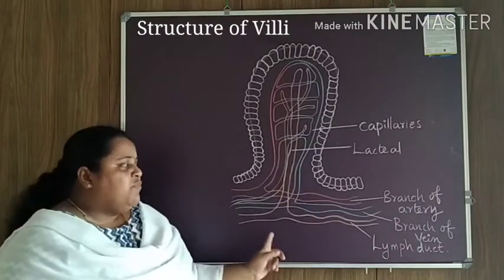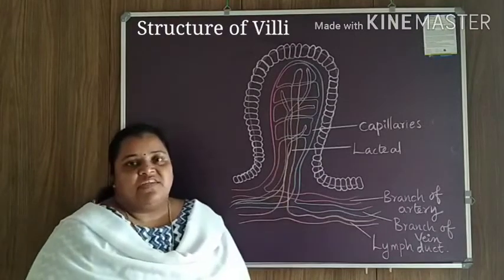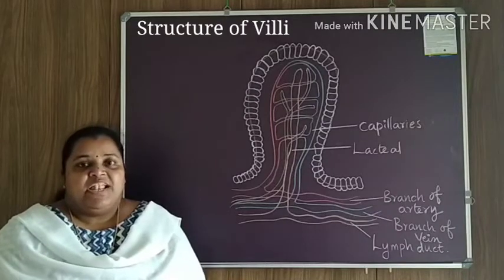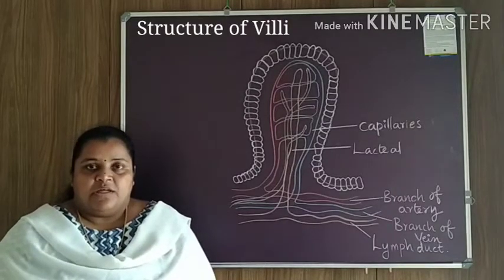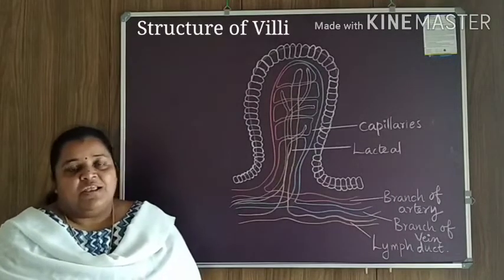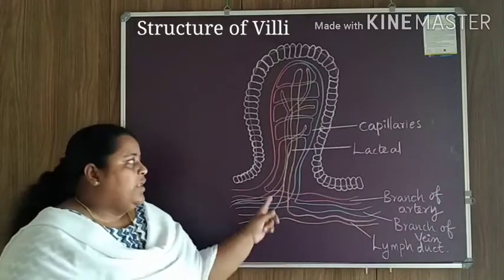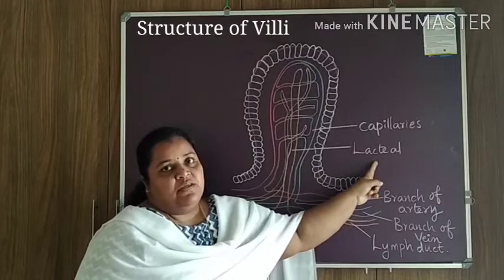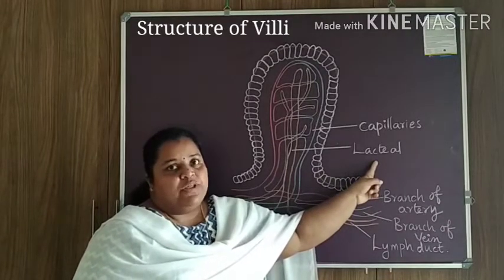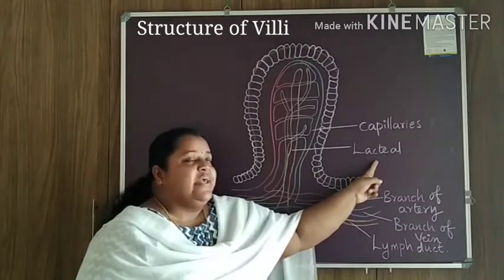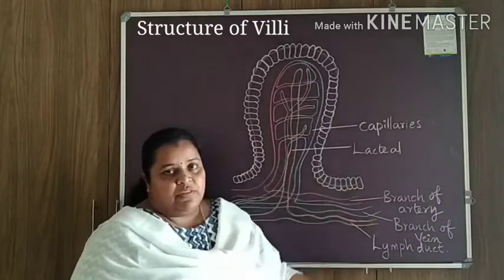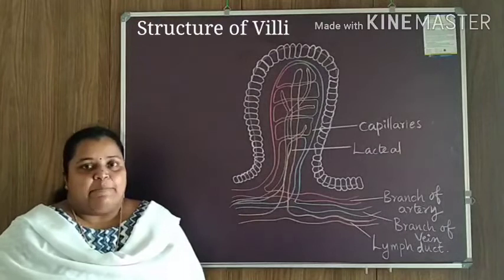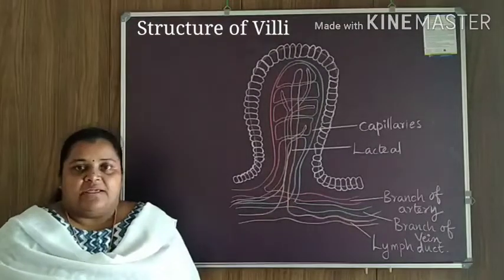Similarly, the lymph duct, when it enters the villus, divides into numerous lymph capillaries. The lymph vessel found in the villus is known as lacteal. Now let us see the function of capillaries and lacteal.